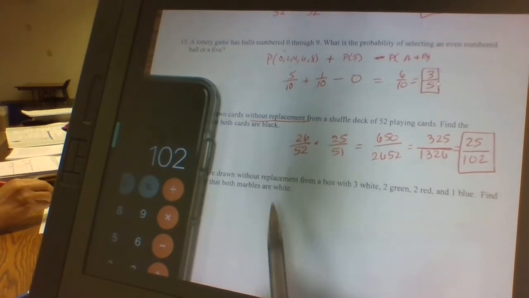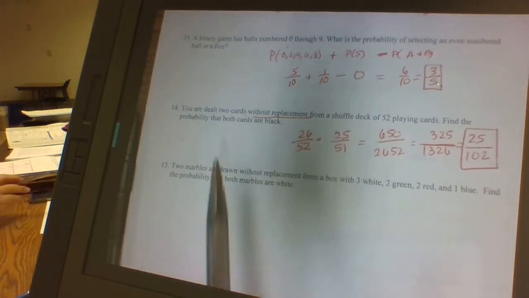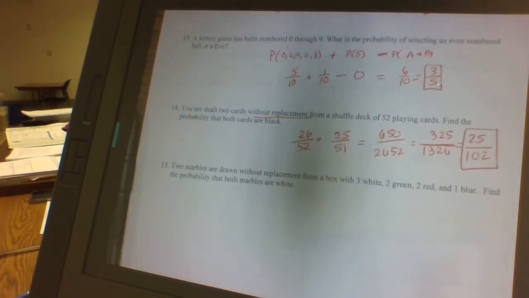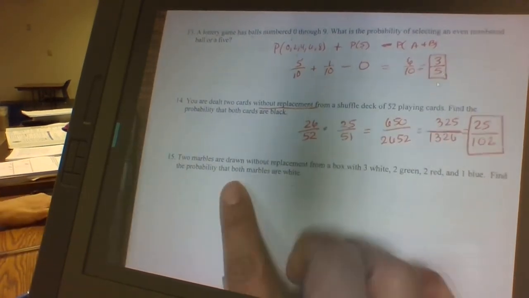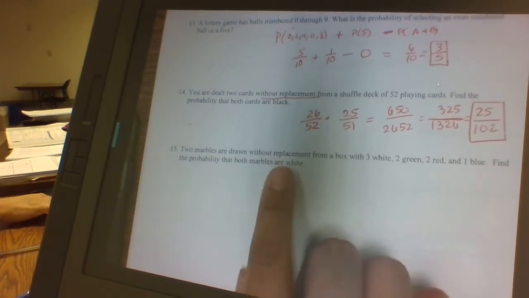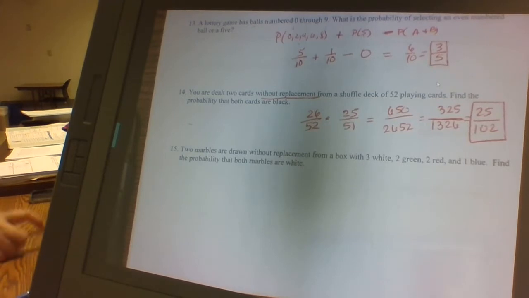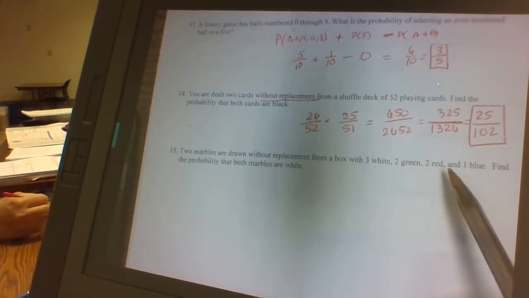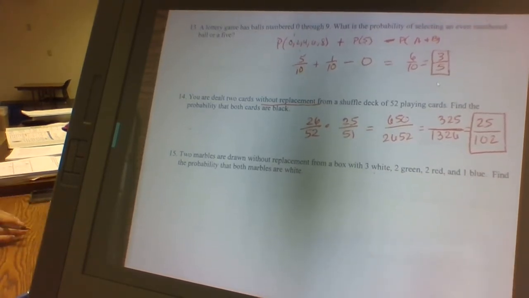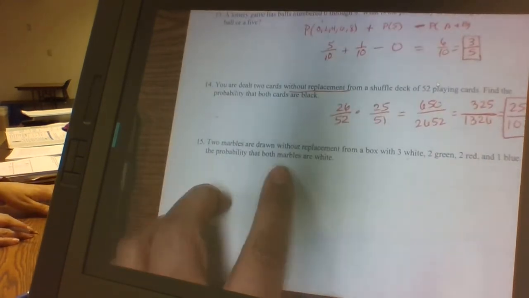Usually when it's problems like this, it's going to be a 4 or a 6 or a 13 because you have 4 decks of 13 cards each. 2 marbles are drawn without replacement. Once again, you're not putting them back. There's 3 white, 2 green, 2 blue, 2 red, 1 blue. Find the probability that both are white.